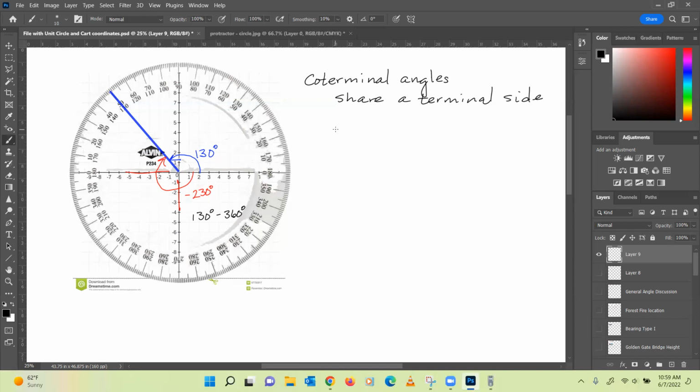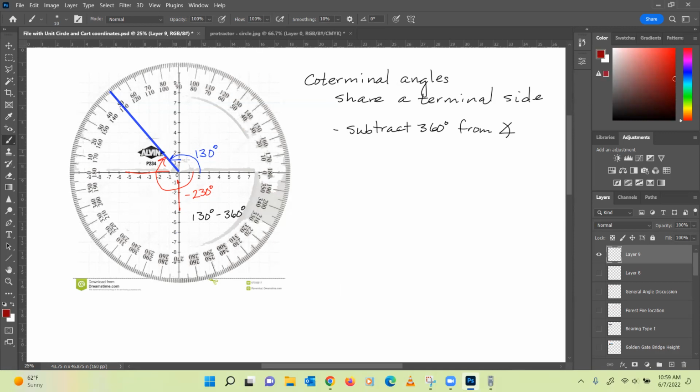So maybe I just subtract 360 from the angle. I'm going to denote the angle this way. That's one of the symbols we'll use for angles sometimes. So if you subtract 360 from an angle, that will give you a coterminal angle.